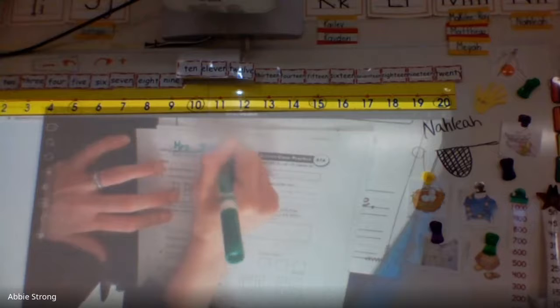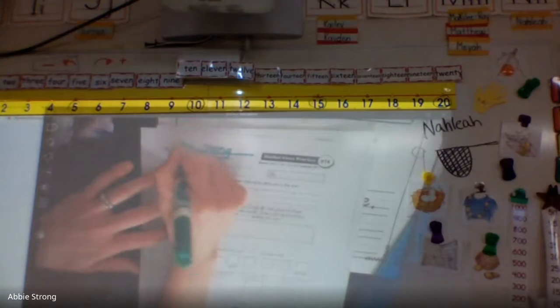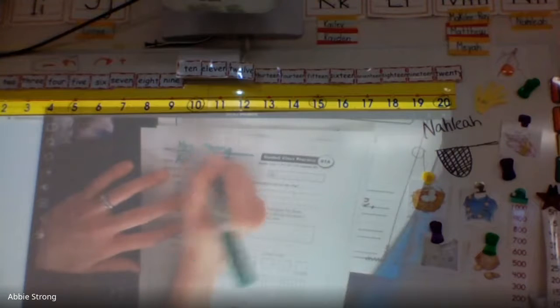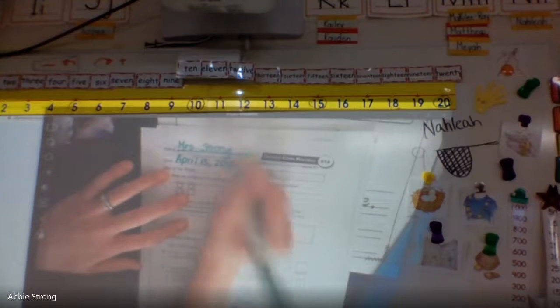Can someone tell me what the date is for the second line at the top here? Matthew. Read it off your paper. Take it all the way down to the bottom line. April, yep. April 15th, 2021. Good job.